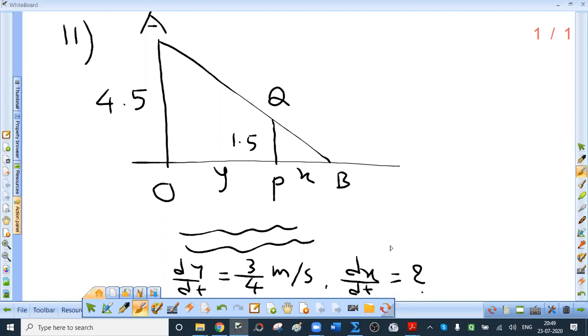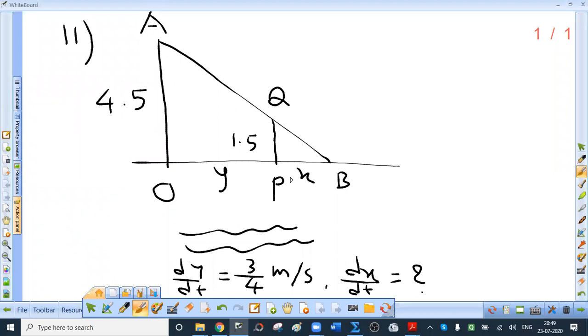Okay, if you have finished this, just listen to me. I'll give some time to write. You are also asked to find the rate at which the tip of the shadow is moving. Let me explain. B is the tip of the shadow, right? And it is at a distance of x plus y from the post. So d/dt of x plus y, that is dx/dt plus dy/dt, is the rate at which the tip of the shadow is moving. I hope you are getting this.